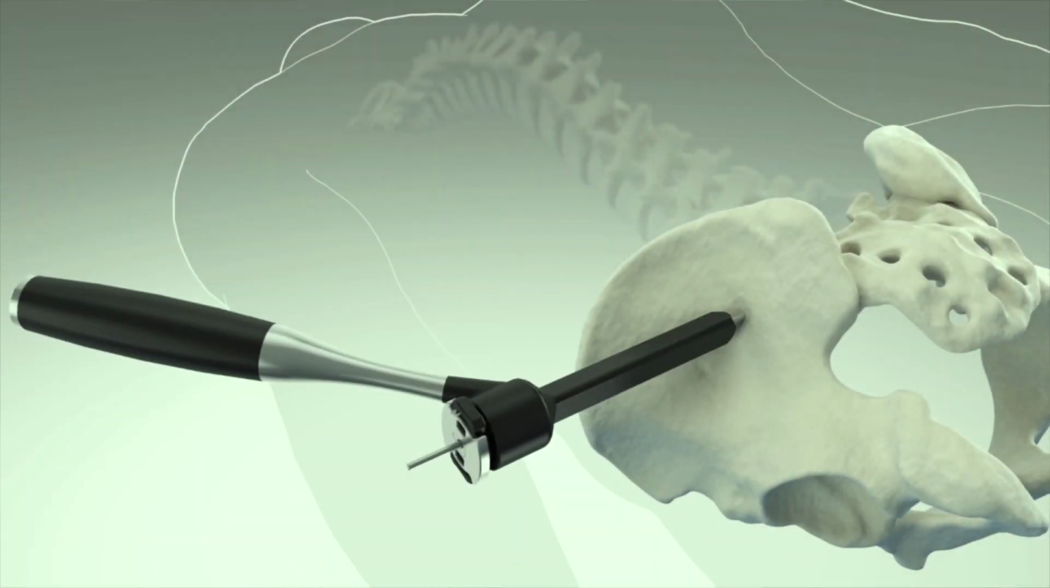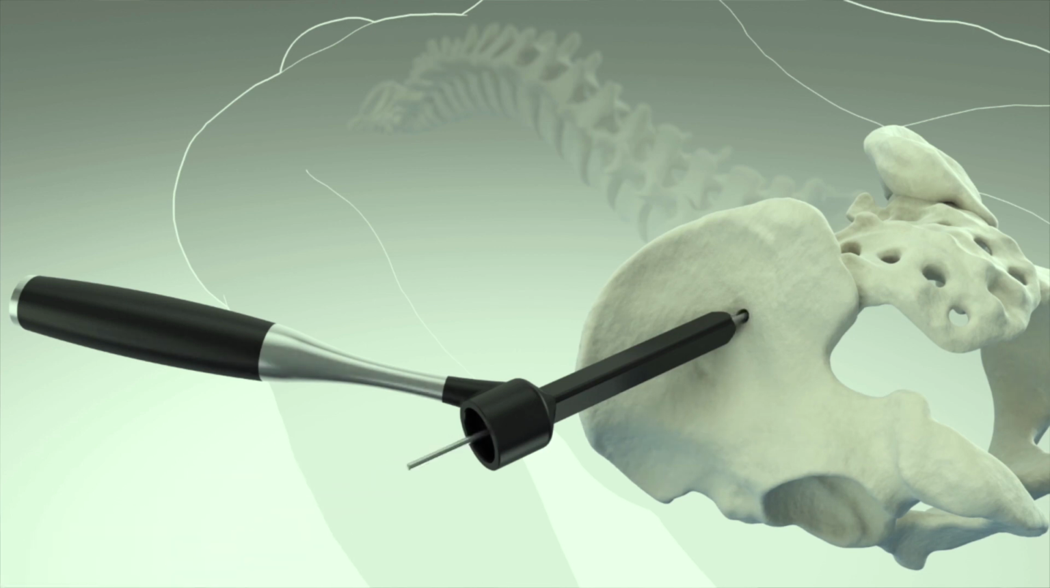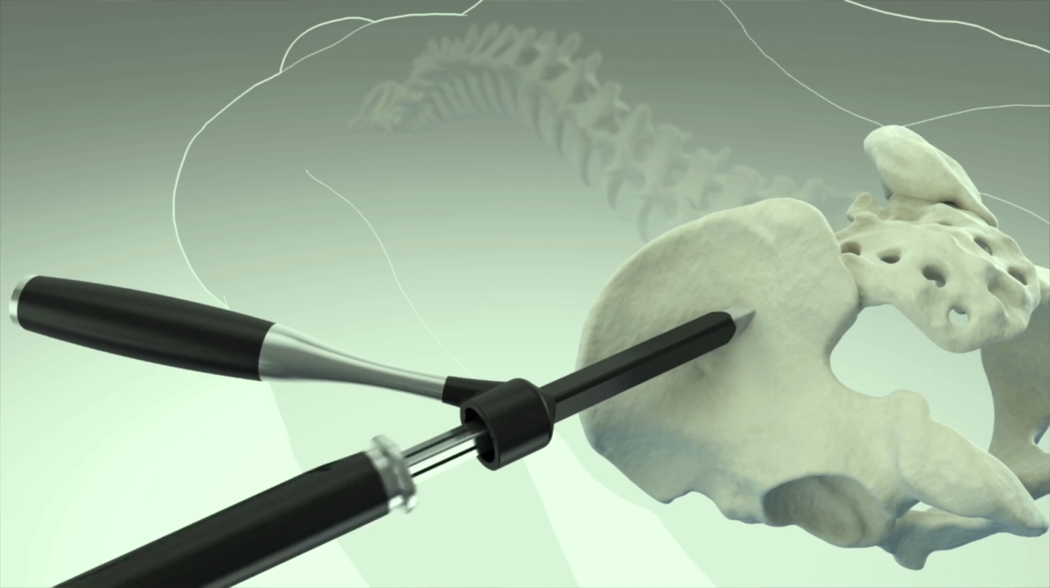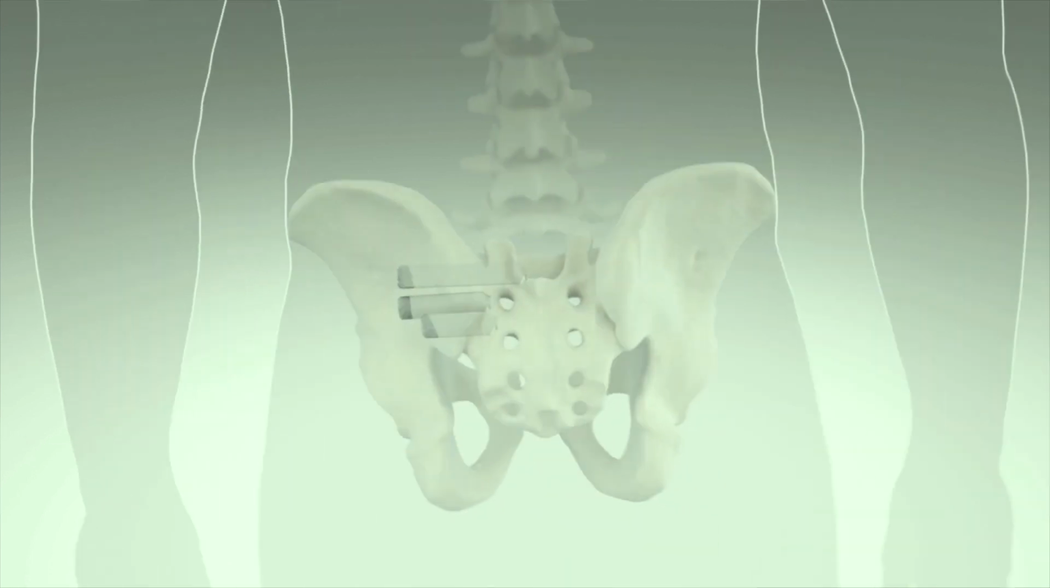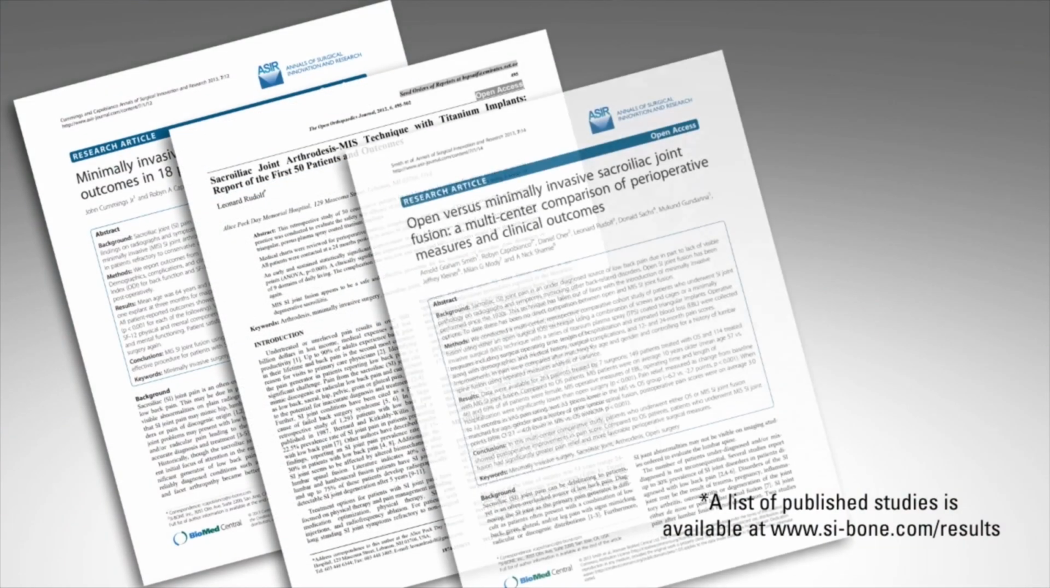We use the iFuse for our SI joint fusions. This is a device that's inserted in the operating room through a small incision made over the buttock. This procedure itself takes approximately 1 hour to perform. With the procedure, 3 triangular devices are inserted across the SI joint and provide immediate stabilization. To date, we have 3 published papers that show the long-term efficacy in patients 5 years out from the procedure.